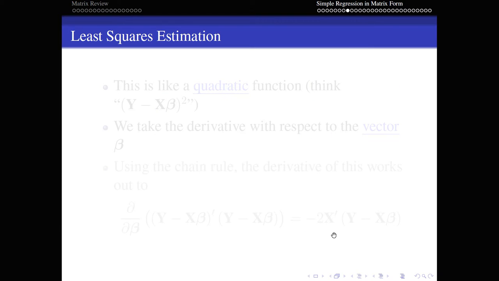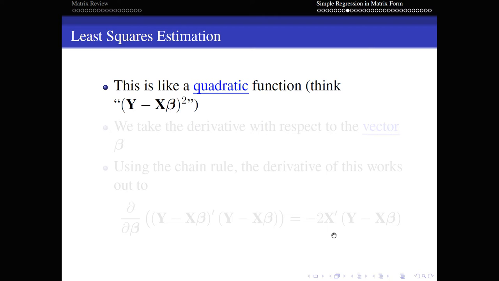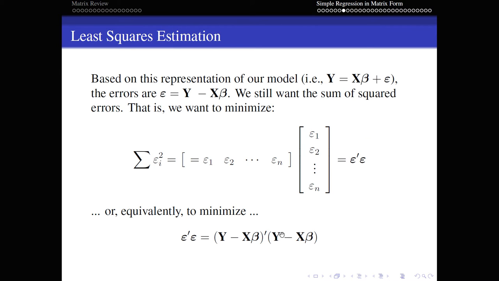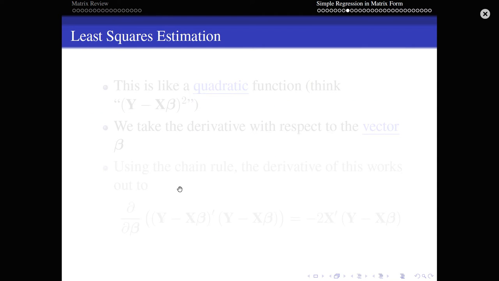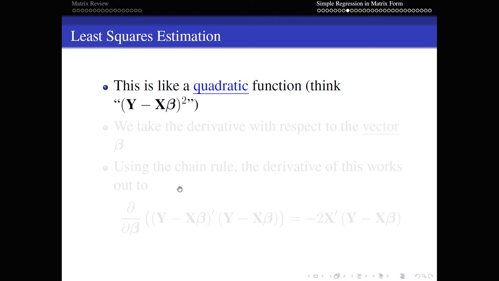y minus x beta transpose times y minus x beta. This is kind of like a quadratic function, and again, you can think of this as it relates to the scalar term. When we take something transpose times itself, it's kind of like squaring it. So epsilon transpose times itself is kind of like squaring the epsilon terms and taking the sums of squares here. You can think about that when we're looking at y minus x beta transpose times y minus x beta. It's not exactly y minus x beta squared, but it's kind of like that in terms of matrix form if you want to intuit it that way.